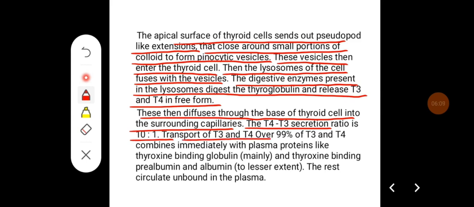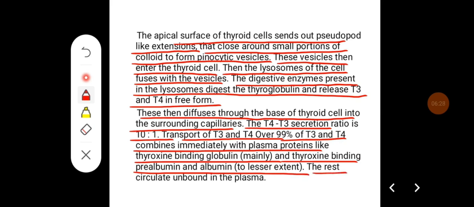The transport of T3 and T4: over 99% of T3 and T4 combines immediately with the plasma proteins like thyroxine binding globulin and thyroxine binding prealbumin, and albumin to a lesser extent. The rest circulate in unbound form in the plasma.